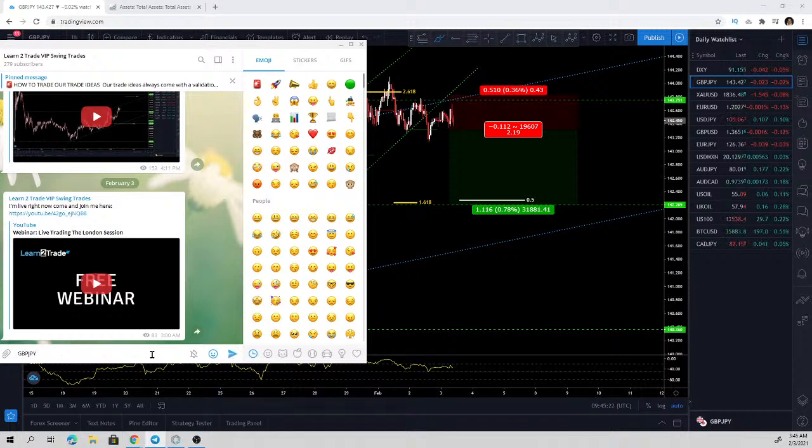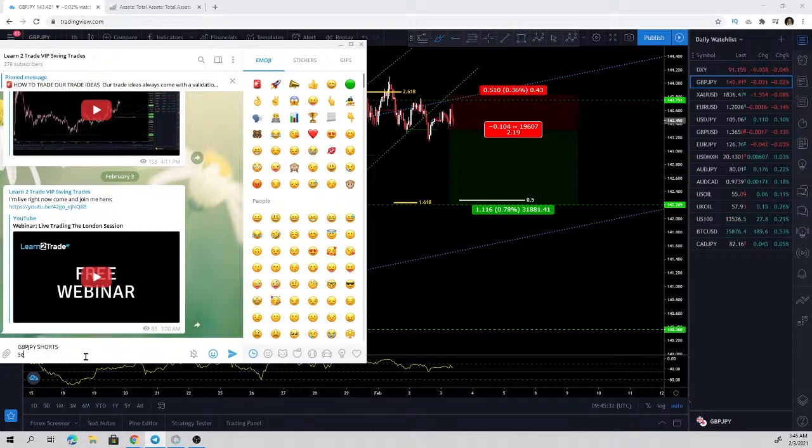GBP Japanese yen shorts number 2, right? So it's a sell stop.